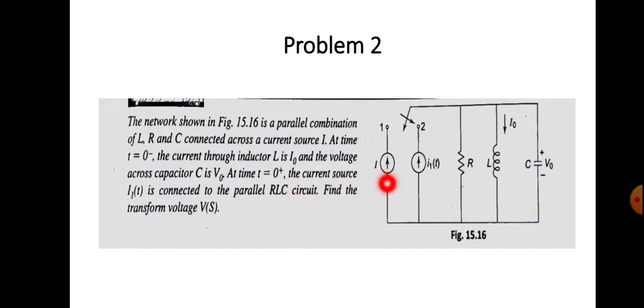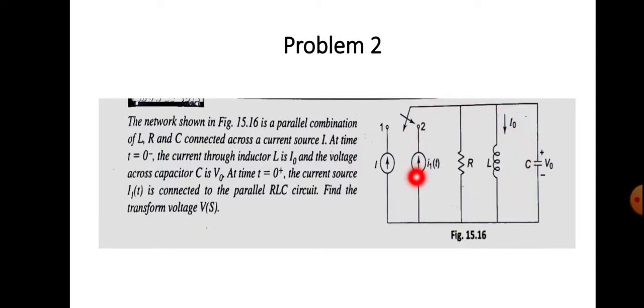So this is the circuit diagram. There are different current sources I and I1(t). It is given that before time t equal to 0, that is at t equal to 0 minus, the switch is connected to position 1. And after that, at t equal to 0 plus, the switch is connected to position 2. You are asked to find the transform voltage V(s), and first of all, in order to find the transformed quantity, you have to convert this circuit into a transformed circuit.